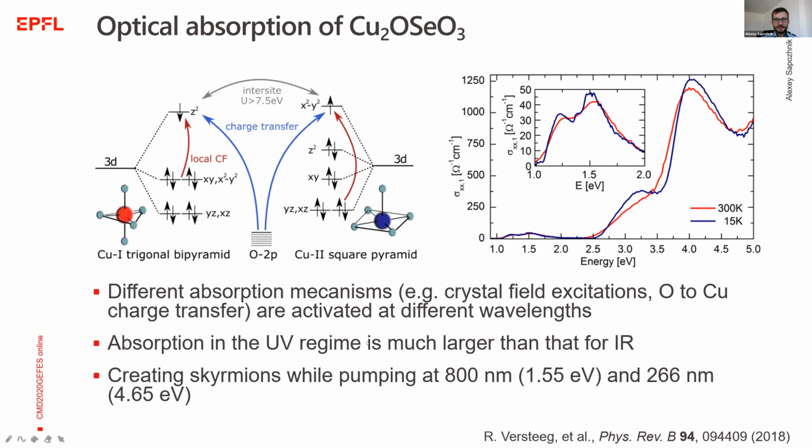To address the significance of different electronic mechanisms for photocreation of skyrmions, we performed an experiment pumping the copper selenide sample with infrared light of 800 nanometer wavelength and with UV light with a wavelength of 266 nanometers. Please note that absorption for infrared light is much smaller than that for ultraviolet.